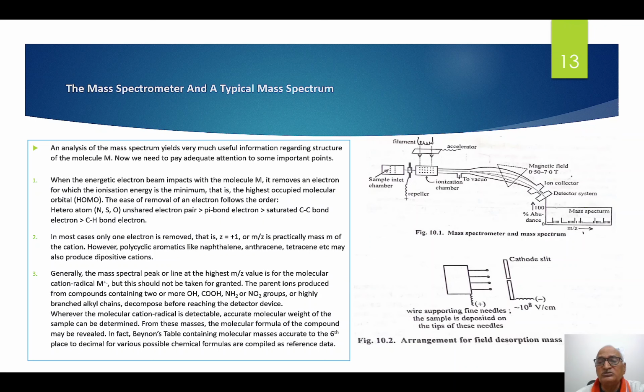Now the data is output as a bar graph, as I showed earlier, abundance versus mass. The lower diagram is showing how those molecules can be ionized which are unstable. A very, very high positive voltage is applied. So an electron from the neutral molecule is pulled out and the molecule becomes ionized without being hit.